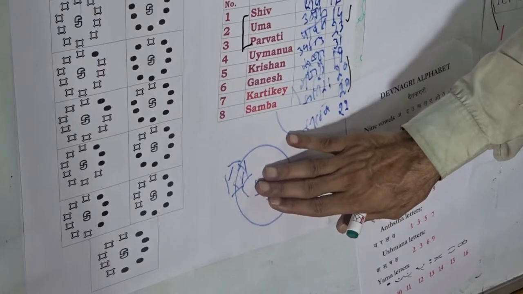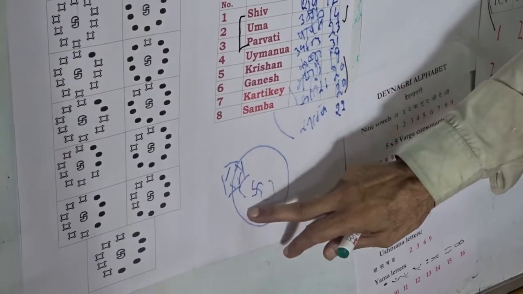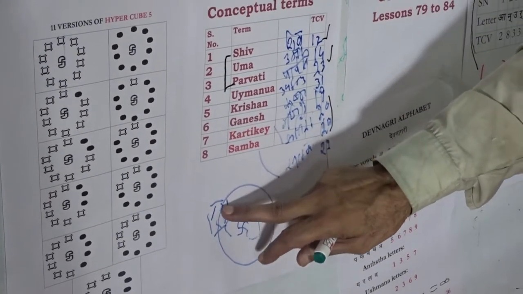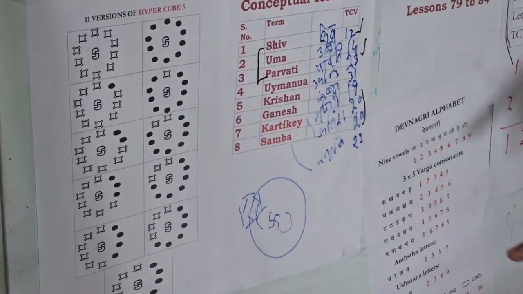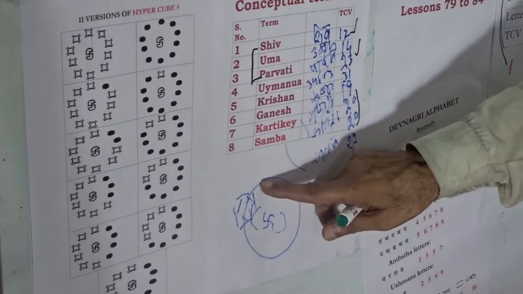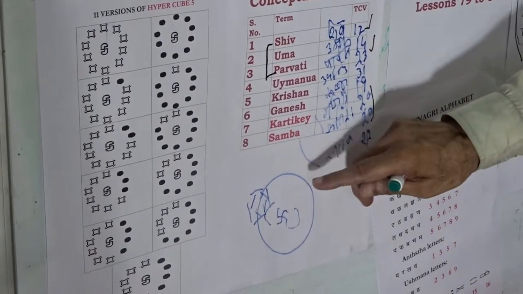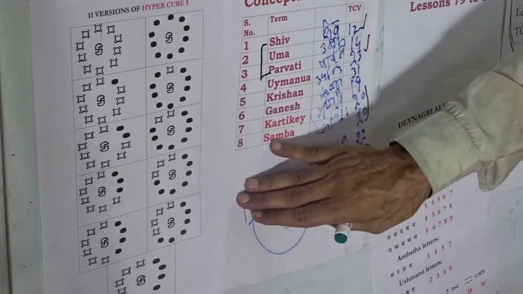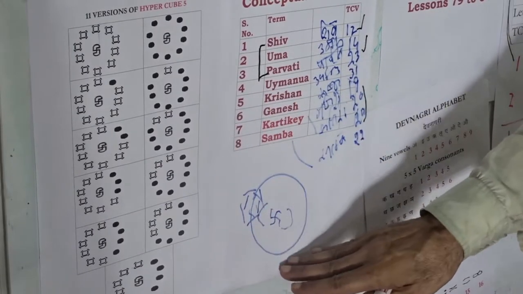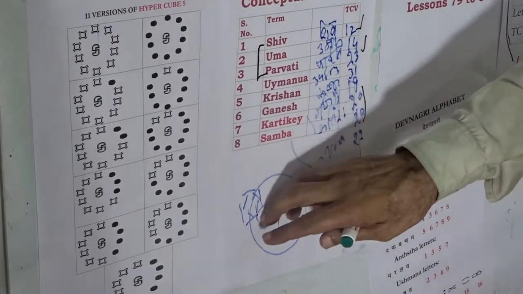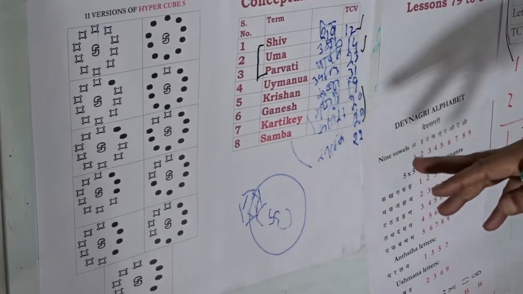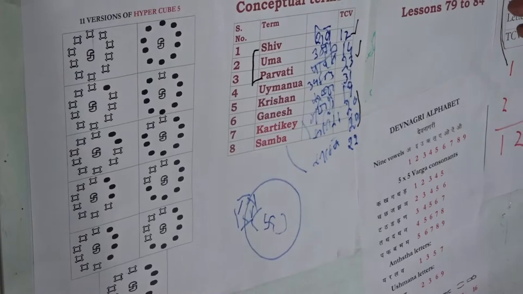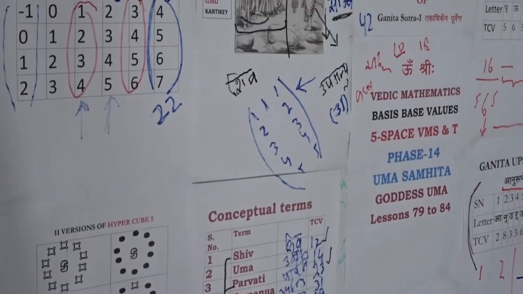Now, this hypercube 5 with the 10 creative components, making it a total value of 14 into 10 is equal to 140. And with this 140 value, means when all the 10 creative components strip off, then the 5 space will transcend as a transcendental boundary of 6 space of 12 components.